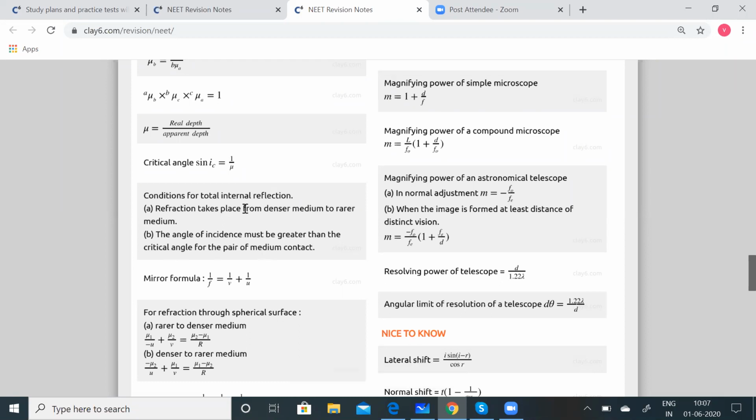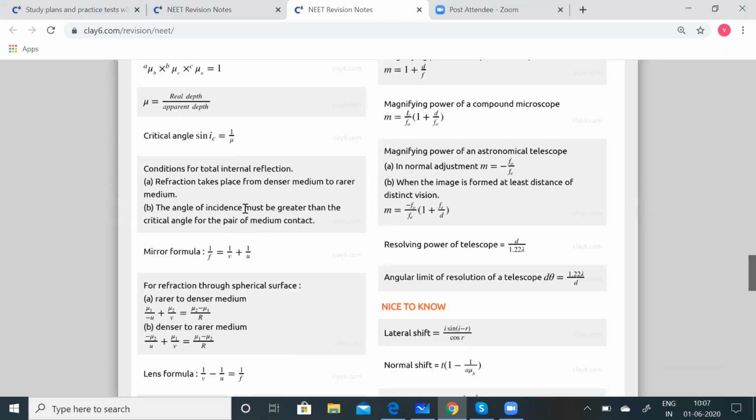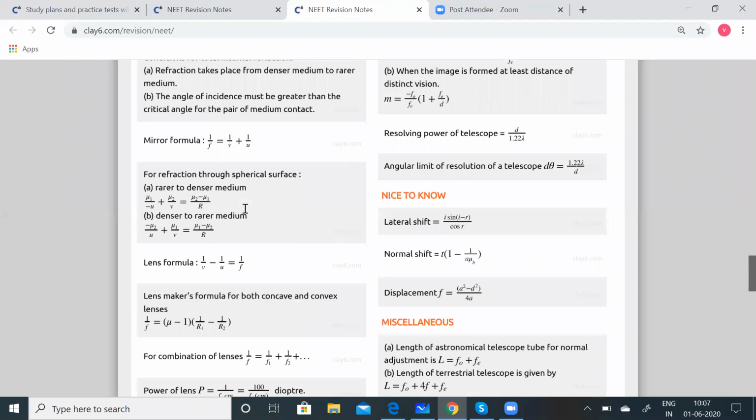So these are the 2 points you'll have to know for total internal reflection to happen. Next, coming to the lens and mirrors, the spherical mirrors. The mirror formula is 1 by f is equal to 1 by v plus 1 by u, where u is the object distance, v is the image distance, and f is the focal length.